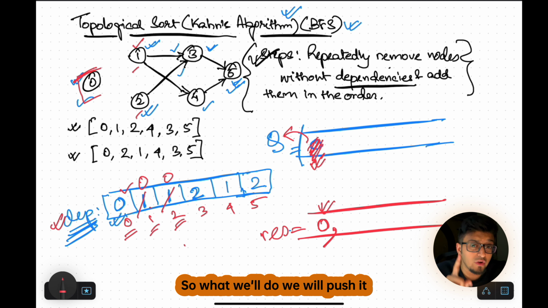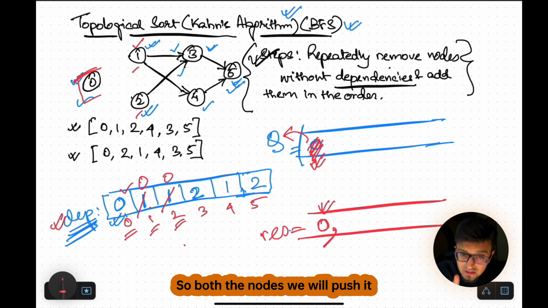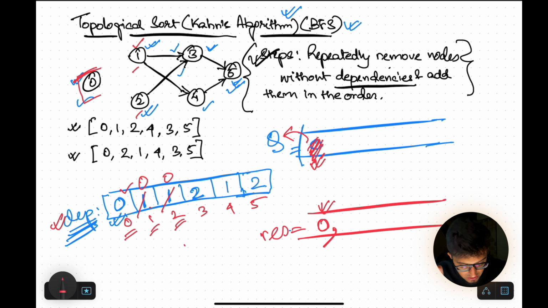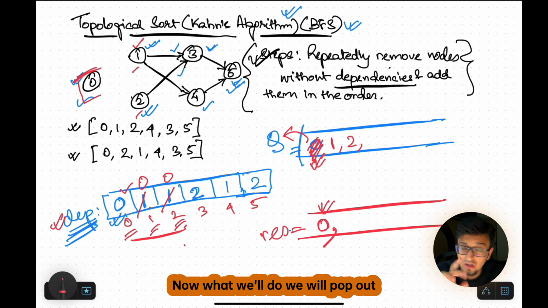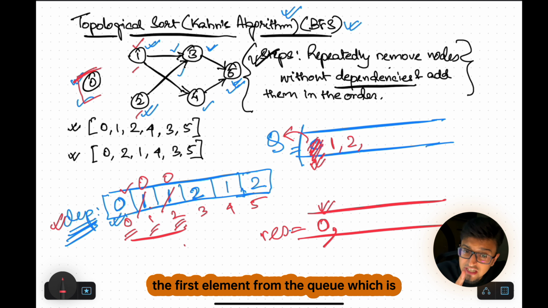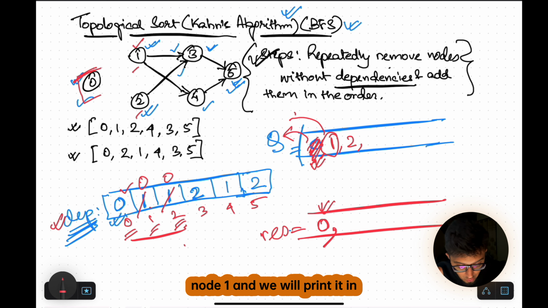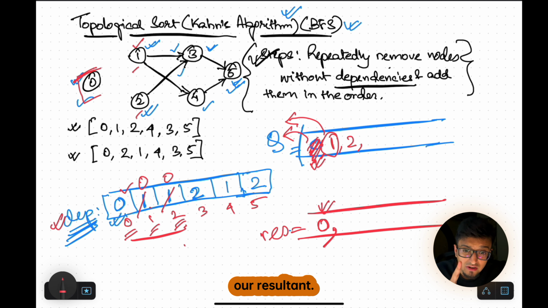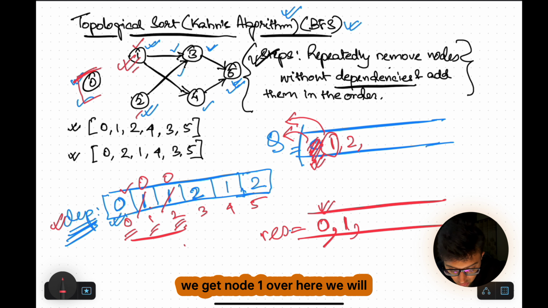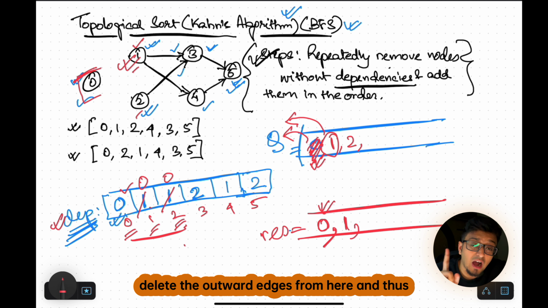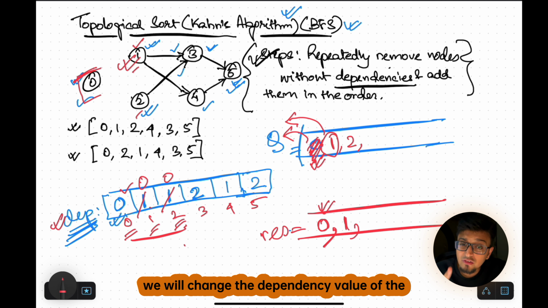So we will push both the nodes in the queue. Node 1 goes over here and node 2 also goes over here. Now we will pop out the first element from the queue, which is node 1, and we will print it in our resultant. So node 1 comes over here, and once we get node 1, we will delete the outward edges from here, and thus we will change the dependency value of the neighboring node.